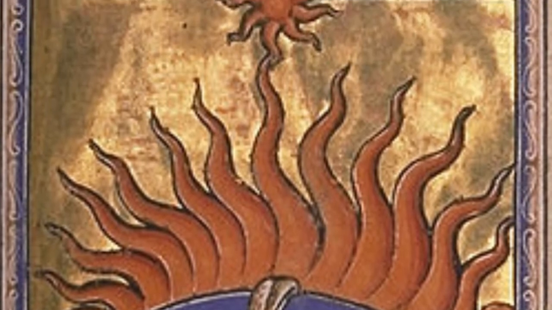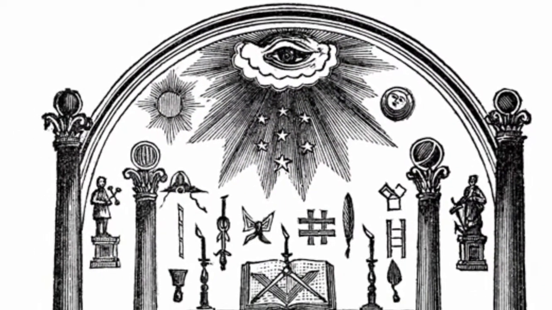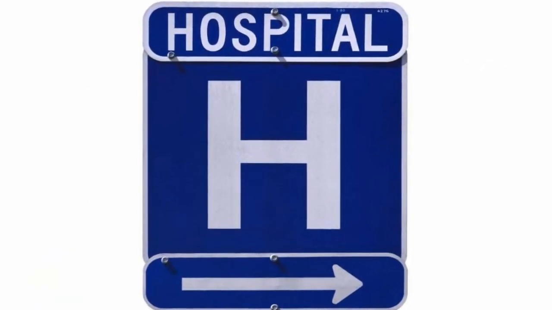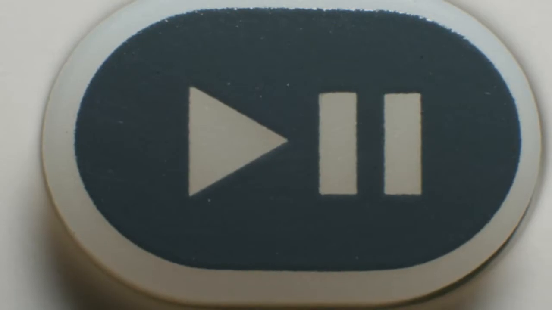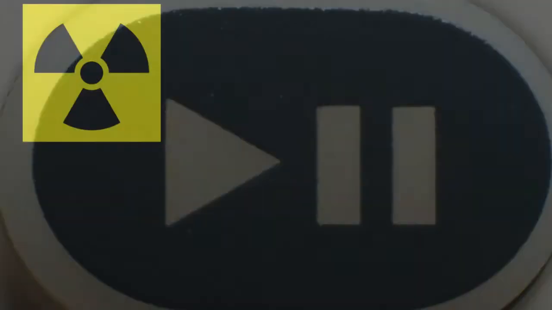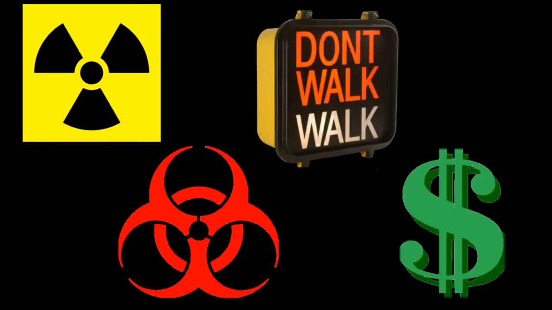Let me take you to a backward universe where the meaning of symbols is arbitrary and random. A world where hospital signs lead to fire stations and elementary schools. A world where the play and pause symbols have no bearing on what the buttons actually do. A world where radiation signs, biohazard symbols, don't walk signs, and dollar signs are placed randomly throughout the city and used interchangeably. You get the idea. If used randomly and without repeating context, the symbol fails to be a symbol at all. We don't use symbols randomly, we can't afford to, and neither can the Illuminati.